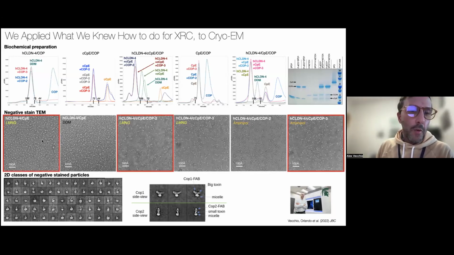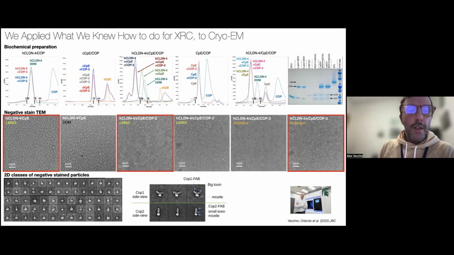In the second group of panels, I'm showing you the negative stain done on the Arctica of some of these complexes in different detergents like LMNG, DDM, and even amphipoles. And then the negative stain 2D classes were so good that we were able to obtain high quality 2D classes and 3D reconstructions that were low resolution at the time, to give us sort of the first glimpse of structural information of some of these complexes.